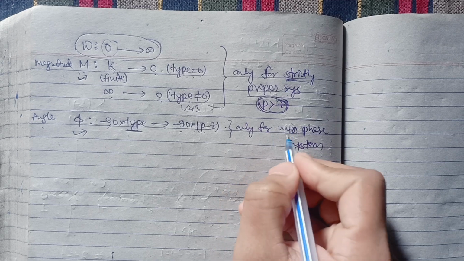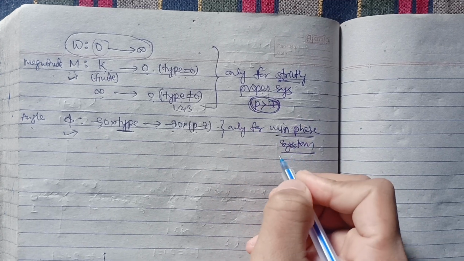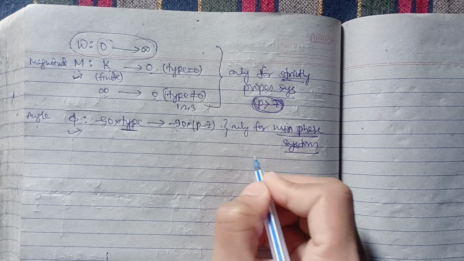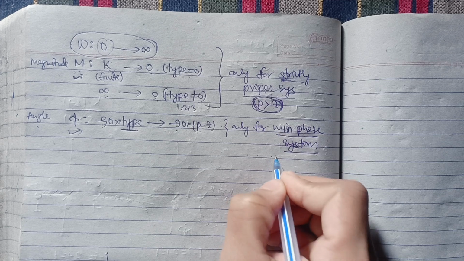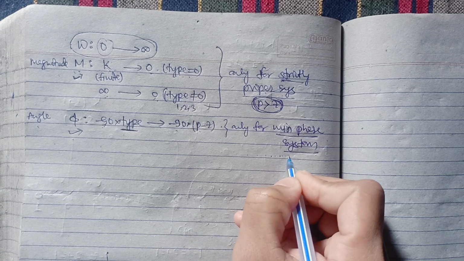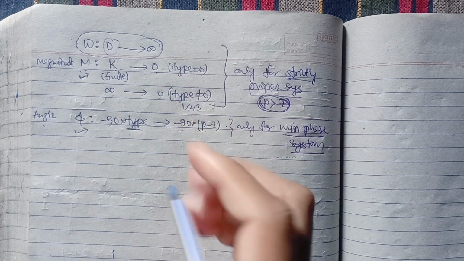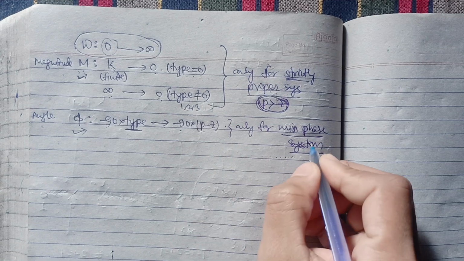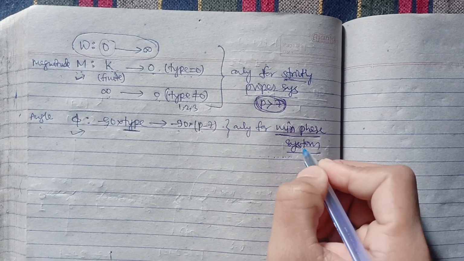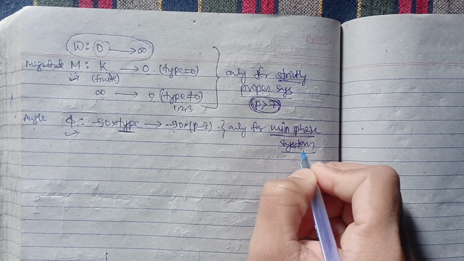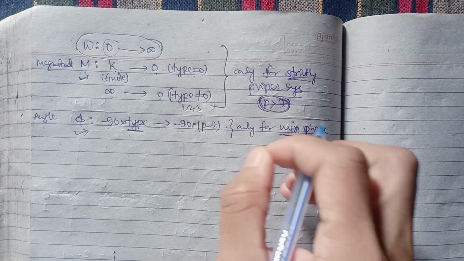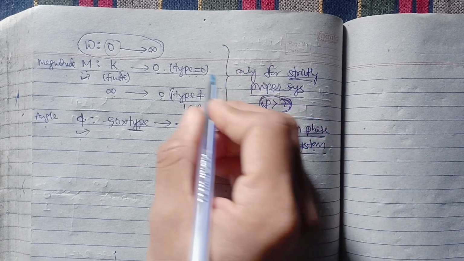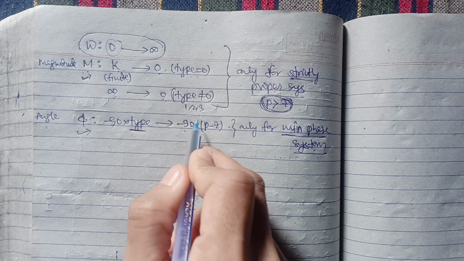Okay, and this is for a minimum phase system. A minimum phase system is one where the poles and zeros lie only on the left side of the S plane. It means all roots should be on the left side of the S plane. So let's check how we will apply this in questions.